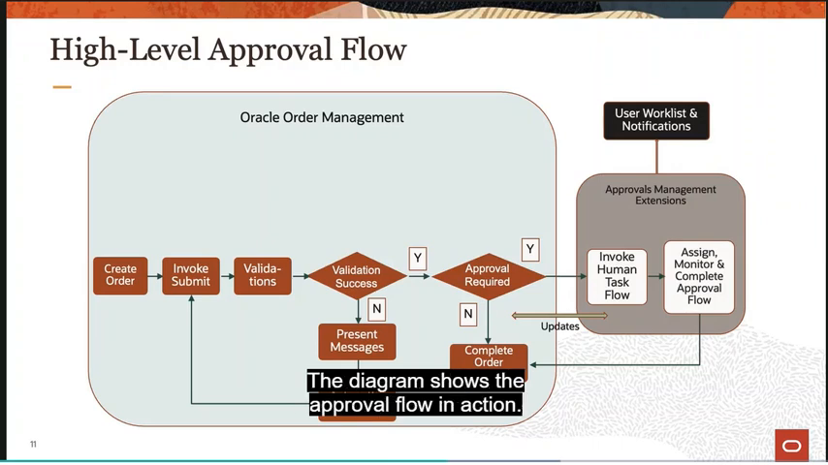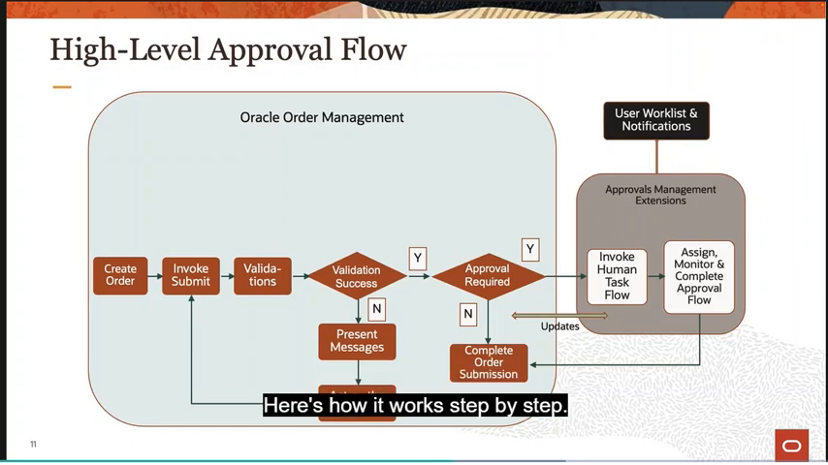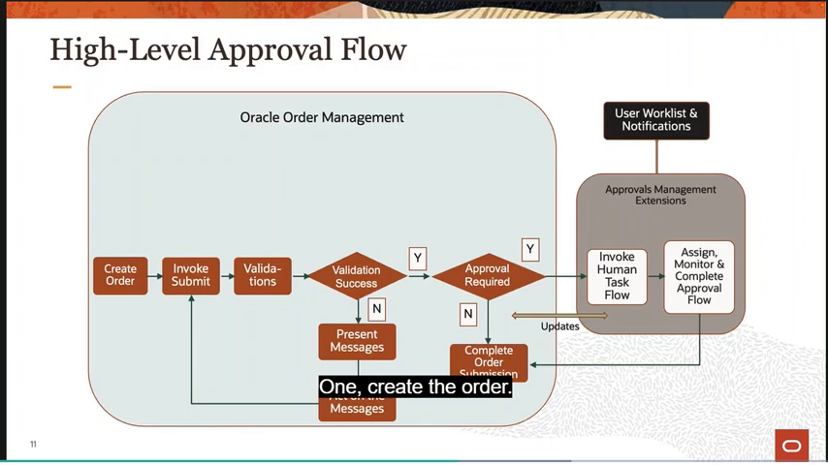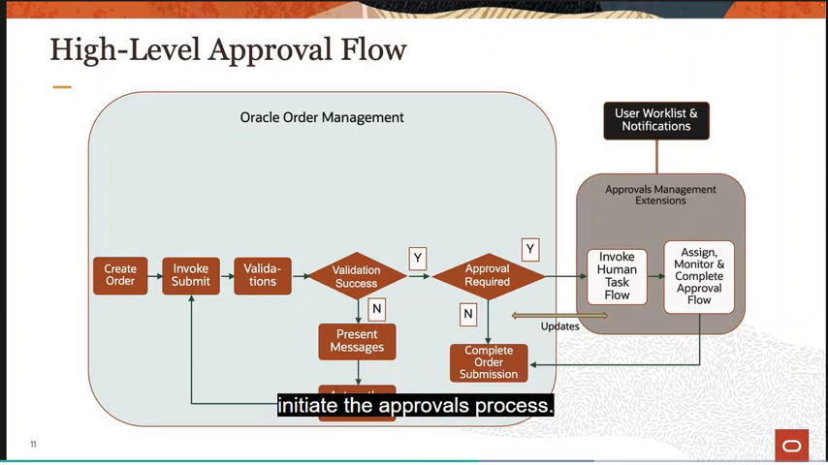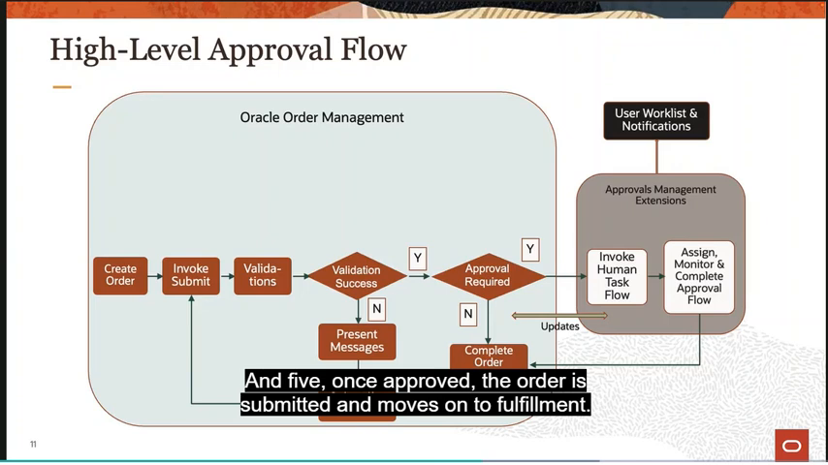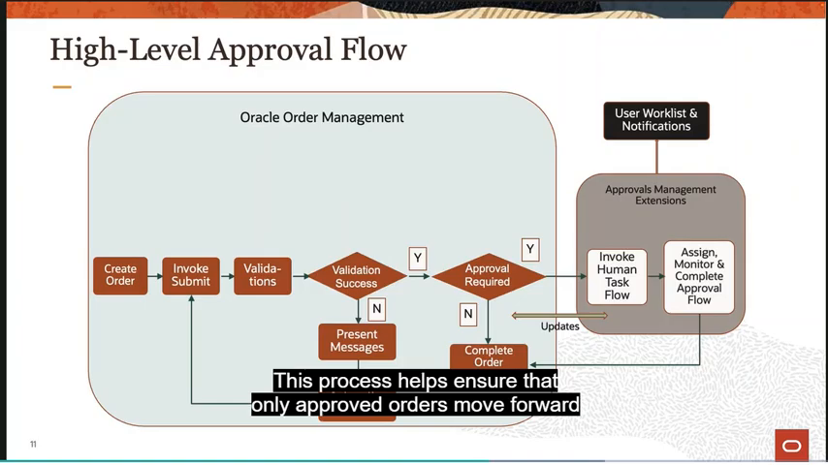The diagram shows the approval flow in action. Here's how it works step by step. 1. Create the order. 2. Start submission. 3. Validate the order. 4. If approvals are set up for the source system, initiate the approvals process. And 5. Once approved, the order is submitted and moves on to fulfillment. This process helps ensure that only approved orders move forward in the system.